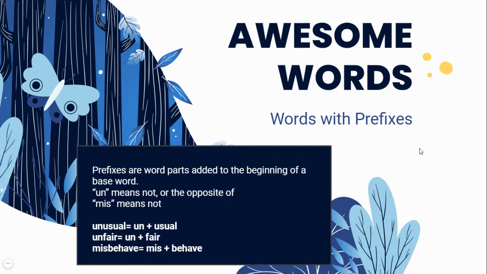The word unusual is made from the base word usual and the prefix "un". I know that usual means that something is normal or common. So when I see the prefix "un", I know that unusual is something that is not usual or not common. The word unfair must mean not fair.